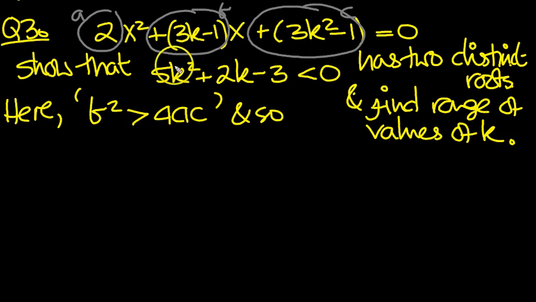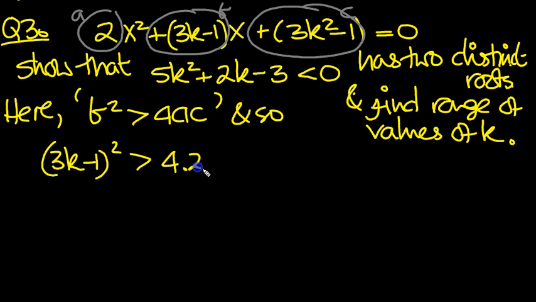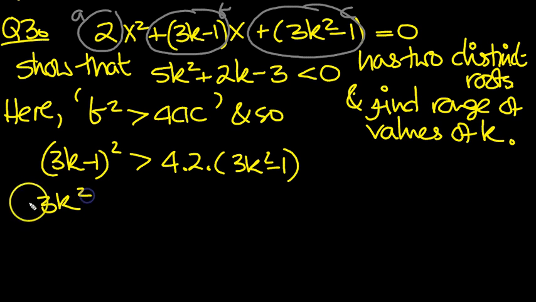So b squared then is (3k minus 1) squared is greater than 4 lots of a, which is 2, lots of c, which is this bracketed term, 3k squared minus 1. So what have we got then? We want to end up with this. Well, let's just expand the bracket. This bracket expands to 3k squared.